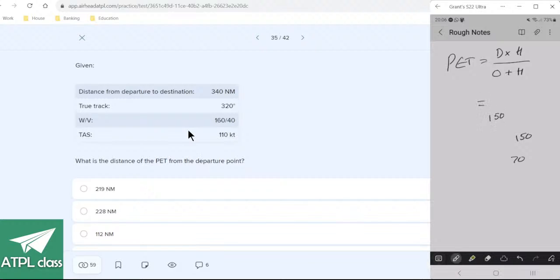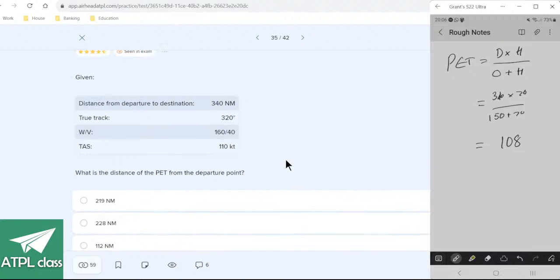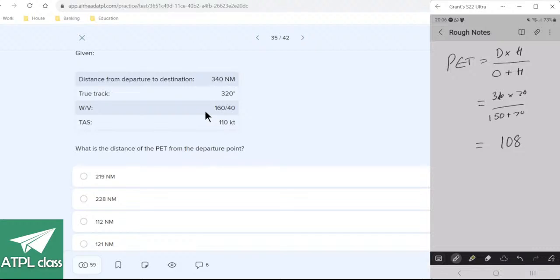The out was 150 plus 70 over 70 times the 340. Do that on the calculator. Divided by 220. I'm getting 108, which is not an answer. Of course it's not. 320 and 160 are opposite on the thing, aren't they? Am I just losing my mind? 320 and 160. I am losing my mind.